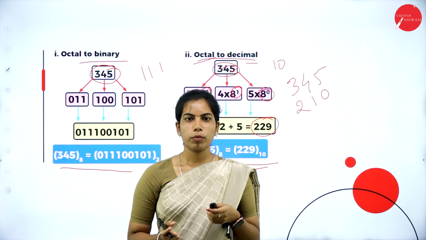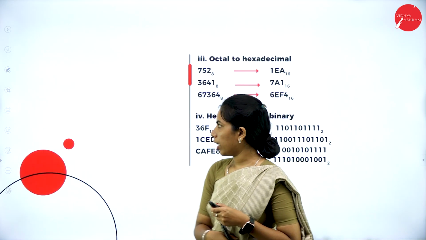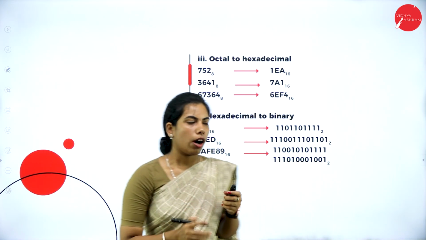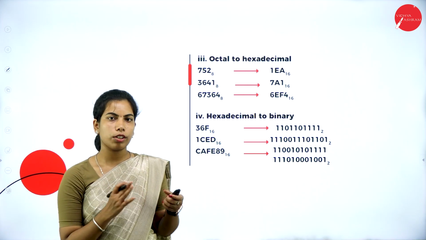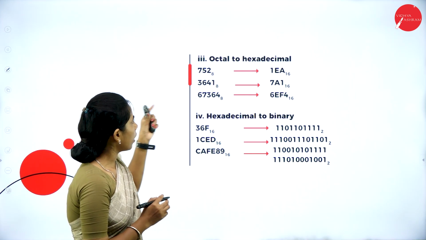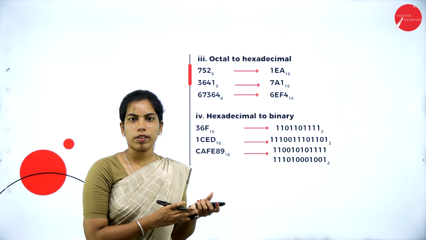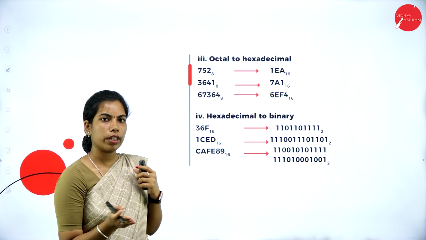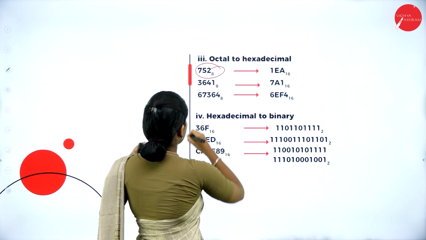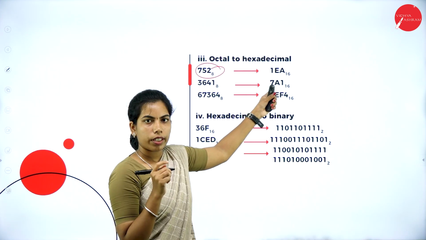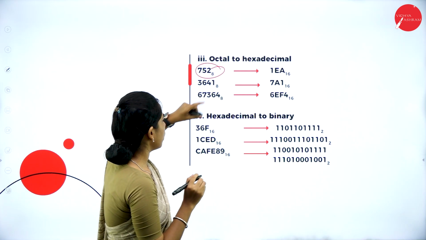So let's see some more examples of the interconversions. Here you can see octal to hexadecimal. You already know octal to decimal and octal to binary. This is octal to hexadecimal. From the base value 8, you have to convert into 16, right? Here they have given the example 752, converted into base 16, that is 1EA.